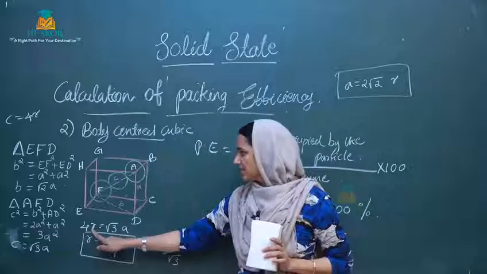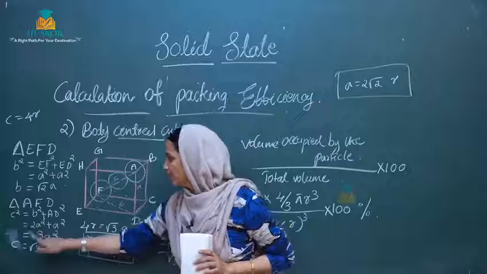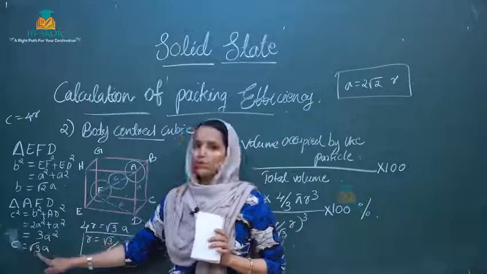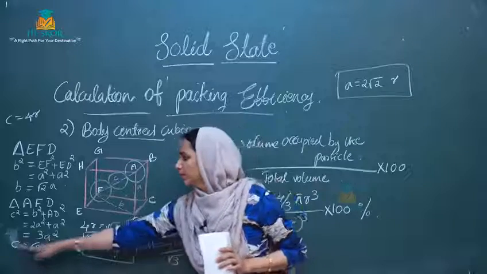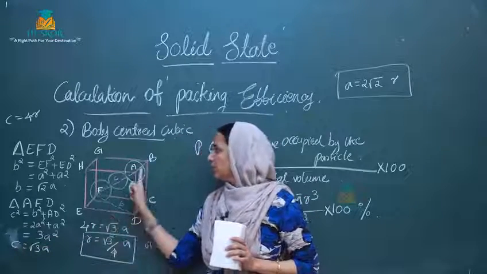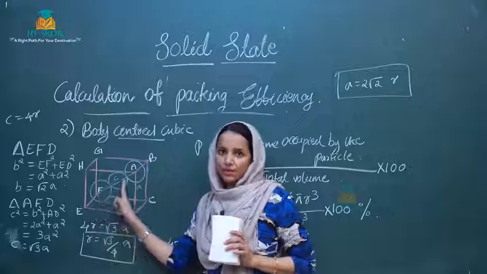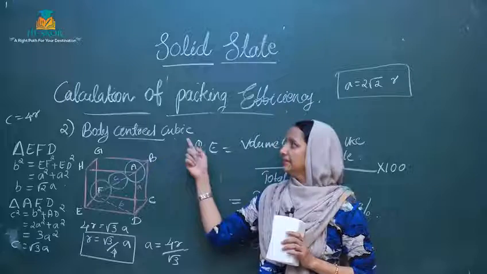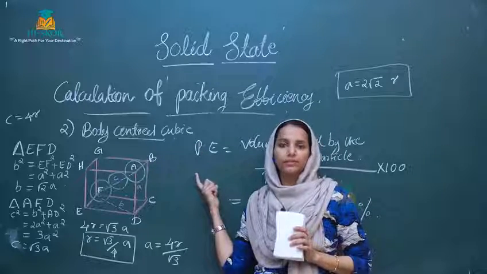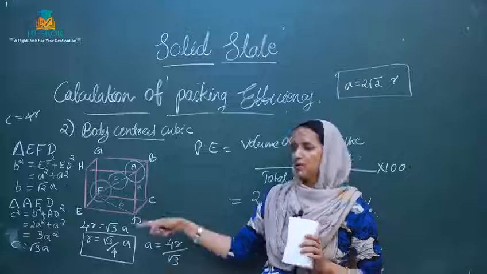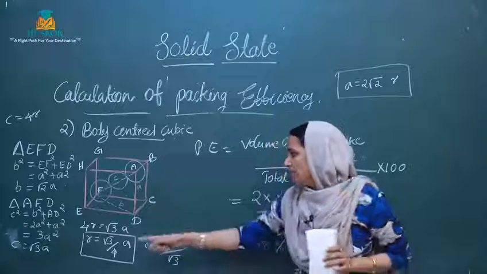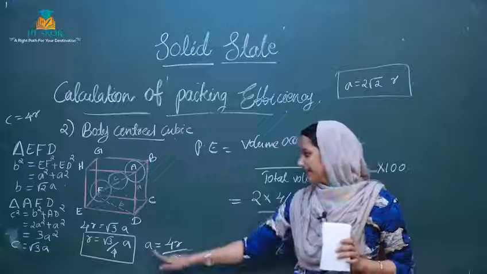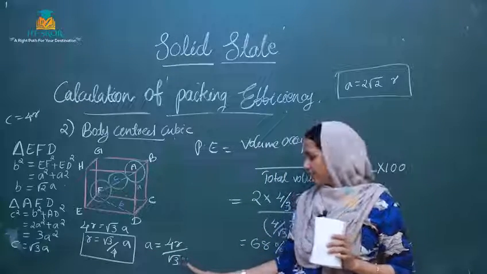So 4r square is equal to 3a square, which is C square, and we got 3a square. So what about C? C is equal to root 3 a. C is this distance, the body diagonal, which is equal to 4r. Simply they can ask a question like this: in BCC structure, what is the body diagonal? The answer is 4r. That is also a one word question you can get from this. So r is equal to root 3 by 4 a, or you can write a is equal to 4r divided by root 3.